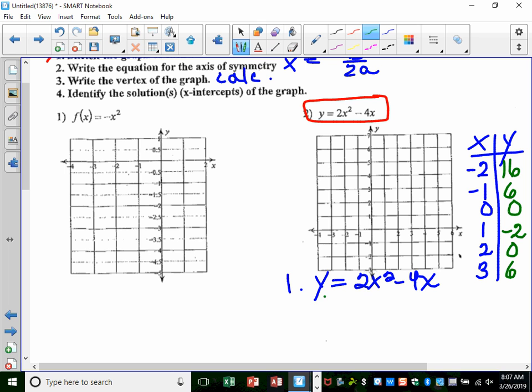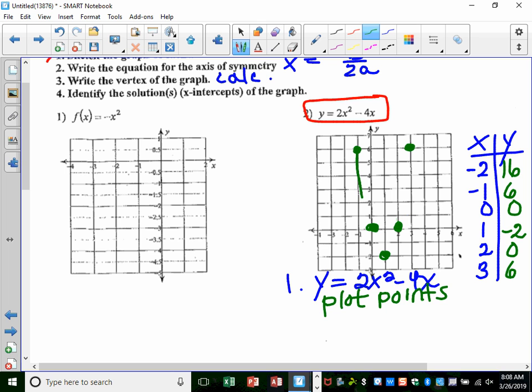So now we're going to plot the points. After you hit your y equals and make your table, you're going to plot the points. We're not going to plot -2, 16. So we're going to start at -1, 6. 0, 0. 1, negative 2. 2, 0. I can already tell where my x-intercepts are, because when you're on the x-axis, y is 0. And then 3, 6.